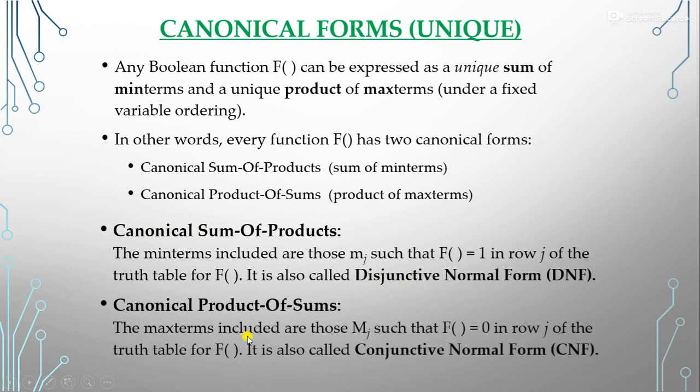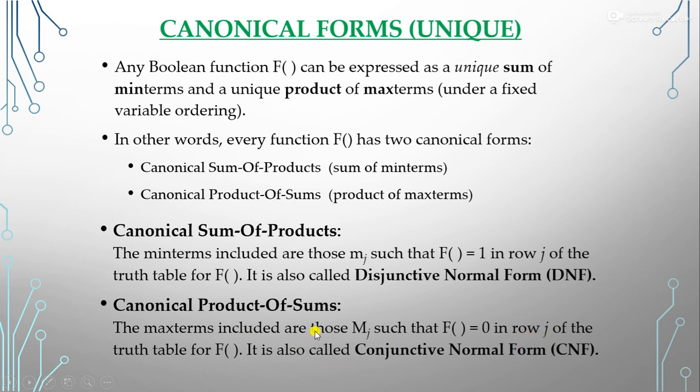Now the next one is canonical product of sums. Here the max terms included are those capital Mj such that f is equal to 0. It means if our resultant is 0, in that case we take the max terms corresponding to that row j.